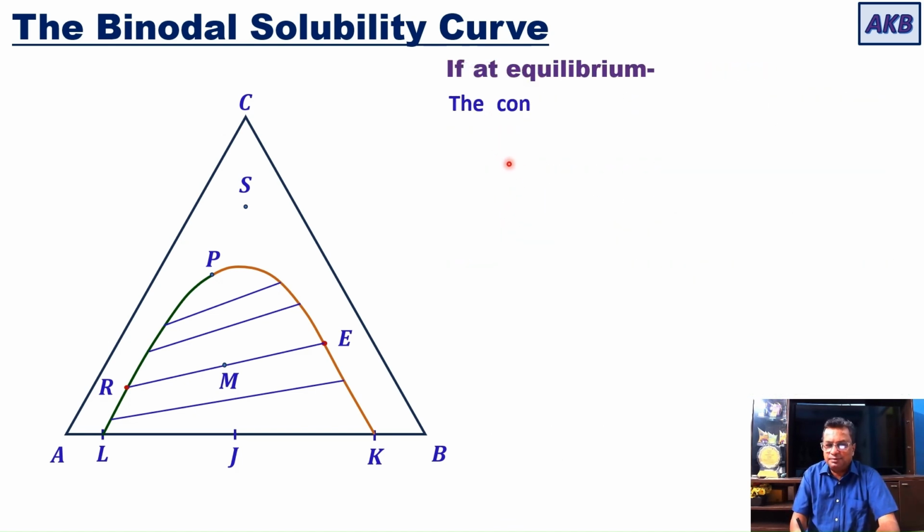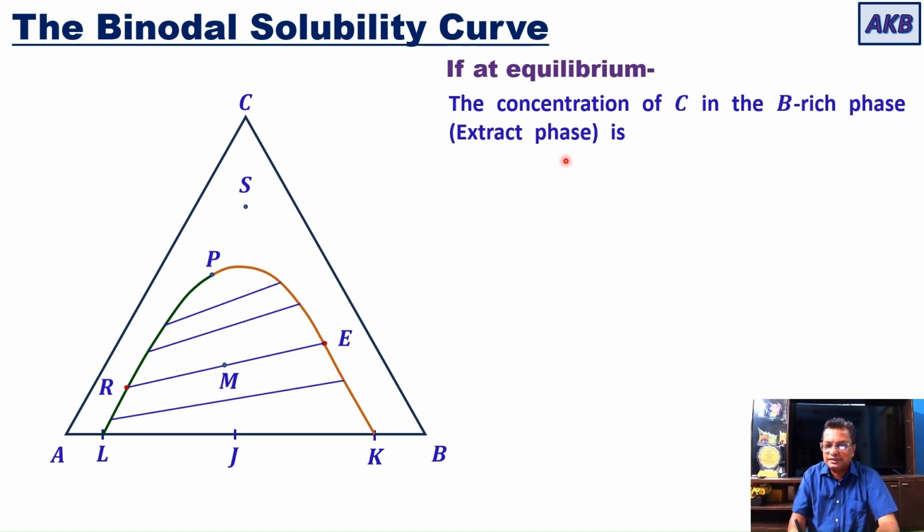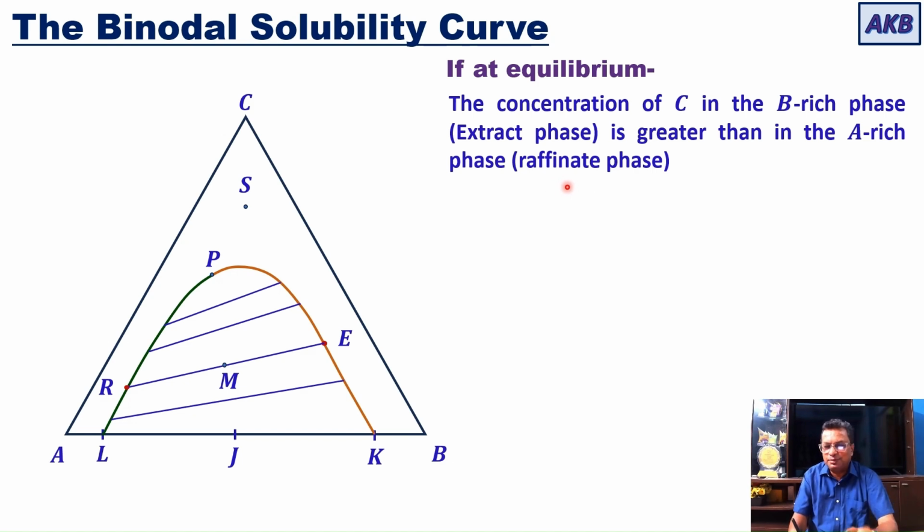If at equilibrium, the concentration of C in the B-rich phase, that is the extract phase, is greater than in the A-rich phase, that is the raffinate phase, so at equilibrium, if the concentration of C in the extract phase is greater than the corresponding concentration in the raffinate phase, then we say that C is favoring B, that is C is dissolving more in B. So we say that C favors B.